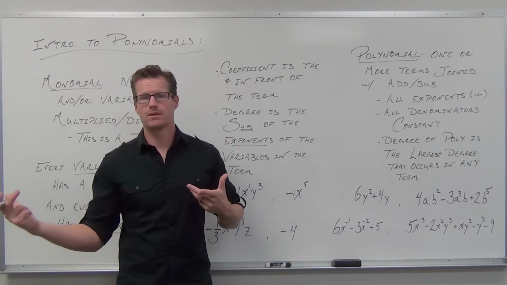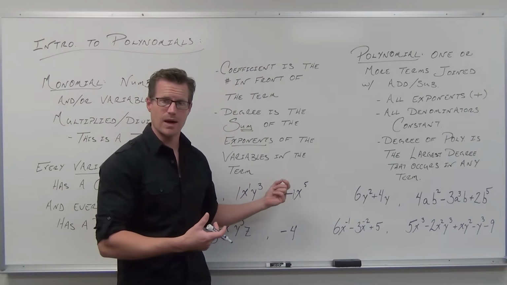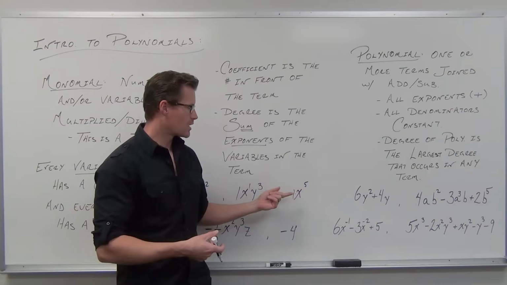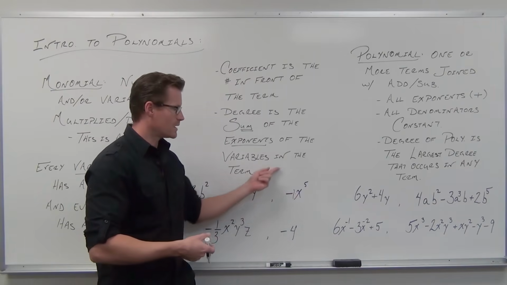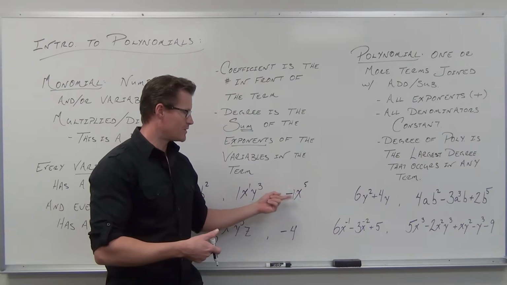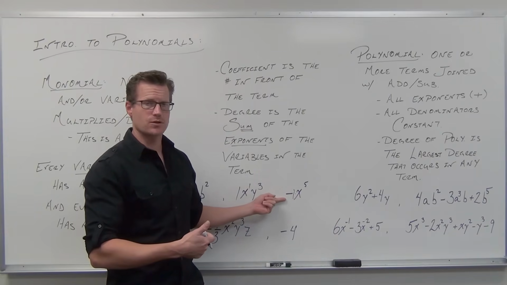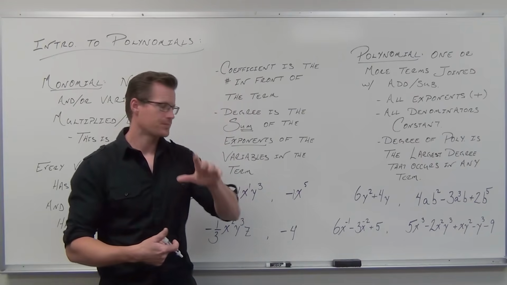What's our degree? The degree is the largest power that occurs, or well, the sum of the powers that you have on top of your variables. Here we only have one variable. So single term, yes, it's connected through multiplication and or division. We have a number in front, yes, that's our coefficient, that's -1. And our degree is 5.